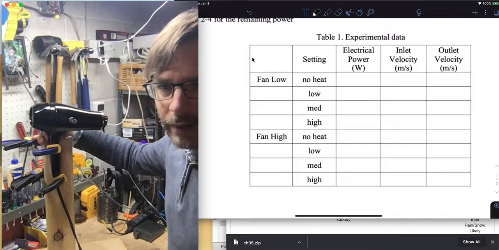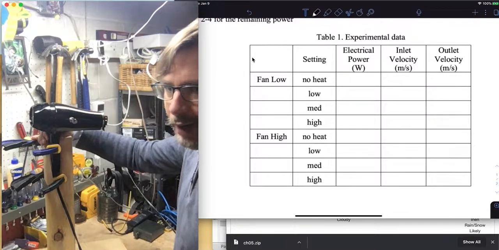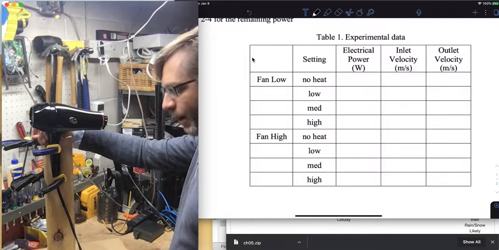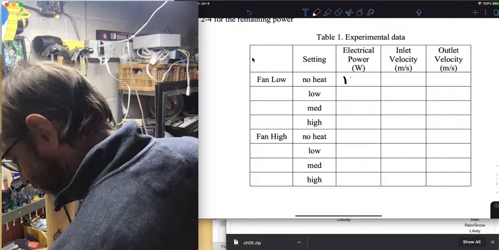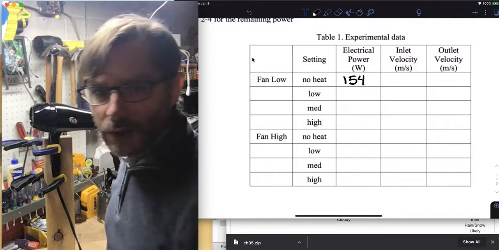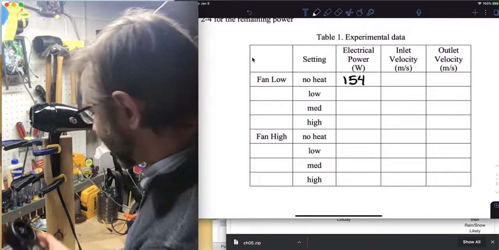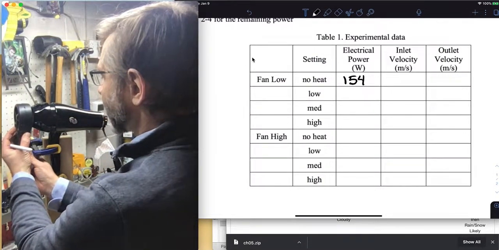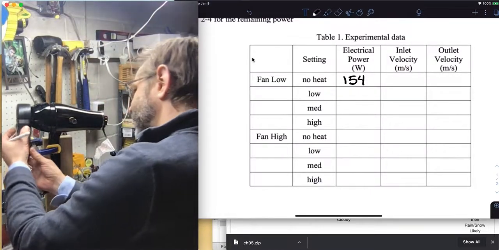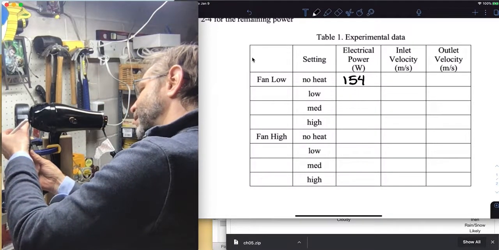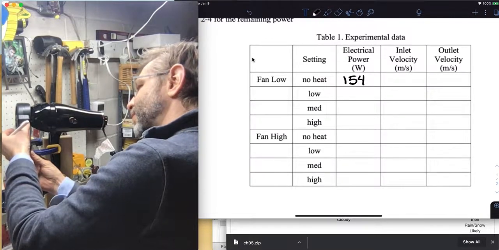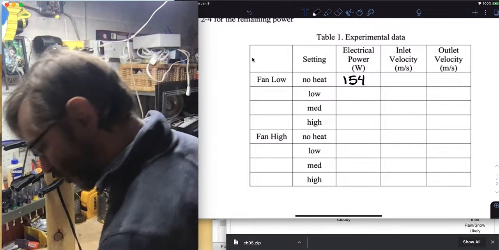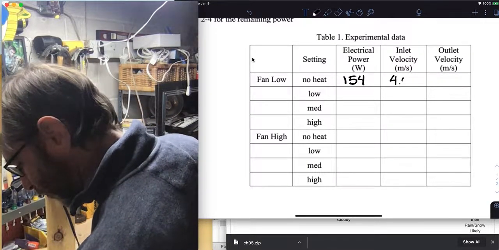So if I just press the button, you can hear the fan go a little bit higher in speed. I read 154 watts. Okay, so I'm going to record 154. Now I'm going to record the inlet velocity, and that's recorded here. Notice there's an arrow on the back side of my anemometer. I'm going to put it here at the inlet side and see what kind of velocity it's measuring. Essentially here I have a velocity of about 4.0 meters per second.